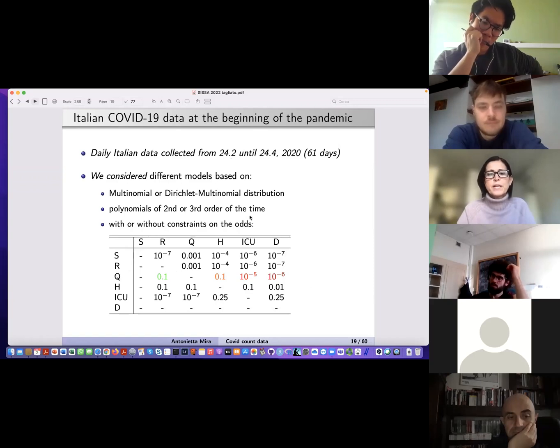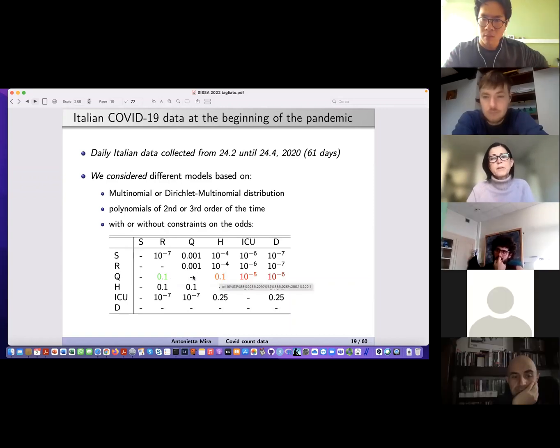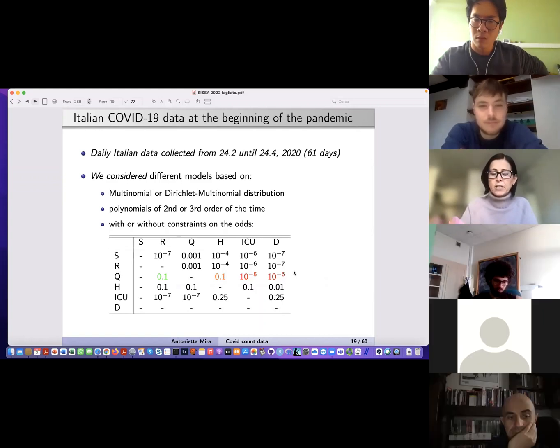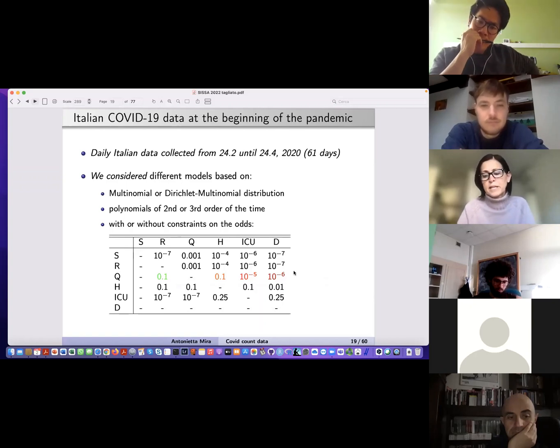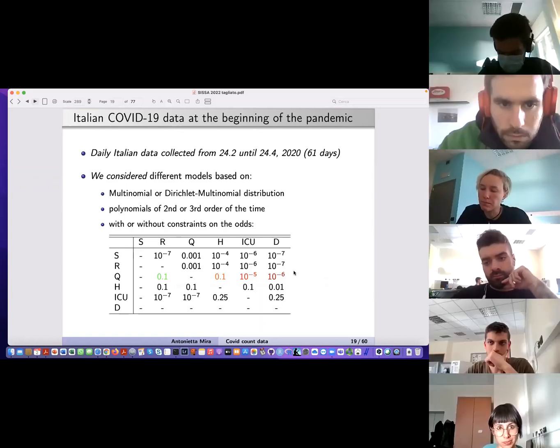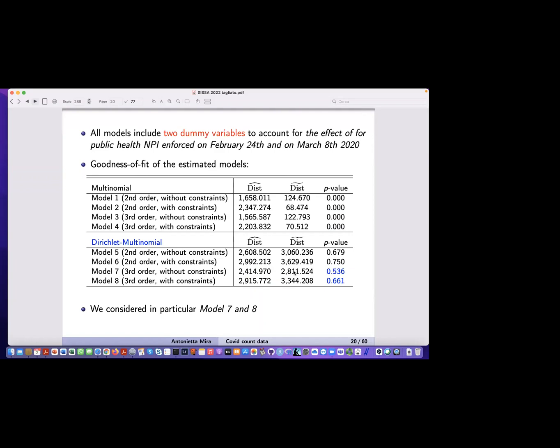So let me show you how those constraints are interpreted. For example, let's focus on Q, the quarantined. Here, what I'm saying is that if you're quarantined, the probability of becoming recovered or becoming hospitalized is more or less the same. On the other hand, the probability of going straight to ICU or dying is much smaller. So this is how those odds ratios are interpreted, and our understanding of those transition probabilities helps us elucidate those prior opinions that we incorporate in our modeling framework. Therefore, the space of transition matrices that we need to explore is reduced. Otherwise, it would be a huge number of transition matrices.